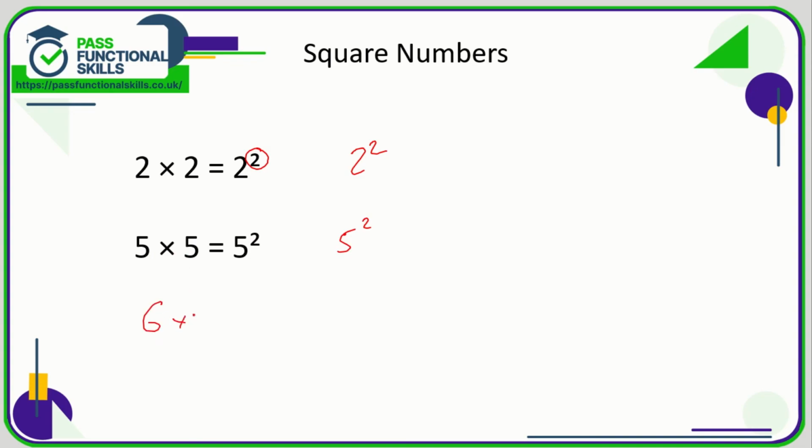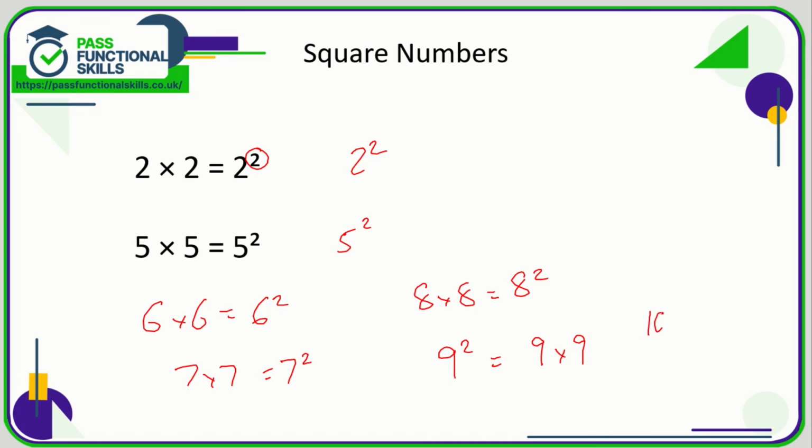So 6 times 6, we can write that as 6 squared. 7 times 7, 7 to the power of 2, or 7 squared, etc. 8 times 8 is 8 squared. And also it's worth remembering the other way round, that 9 squared is the same as 9 multiplied by 9. 10 squared means 10 multiplied by 10.